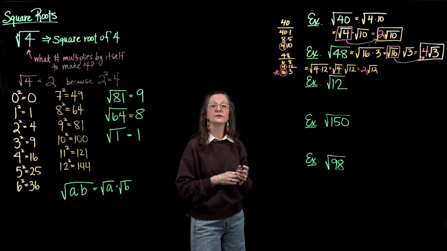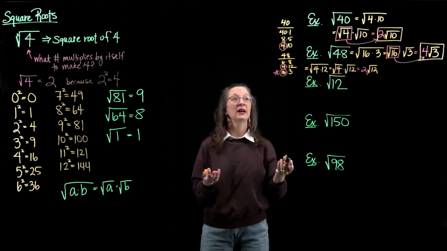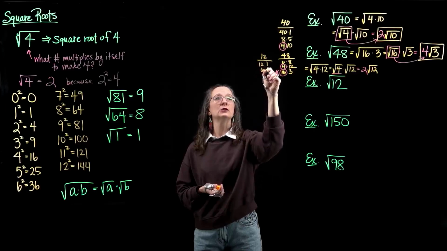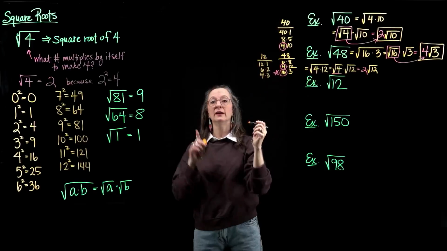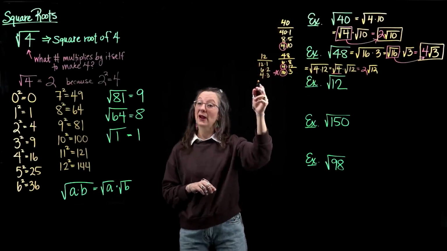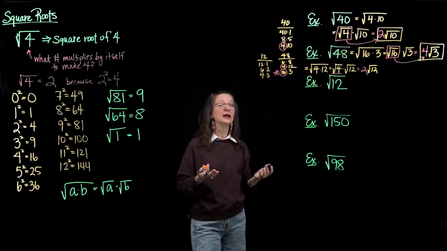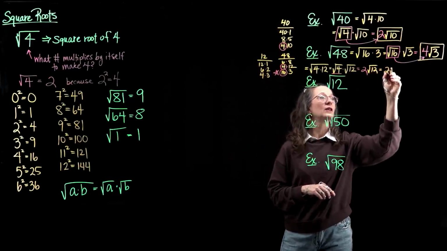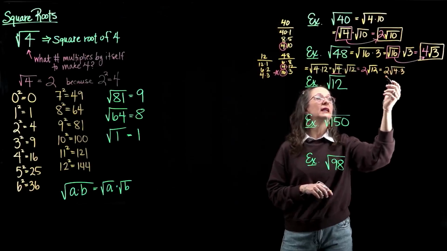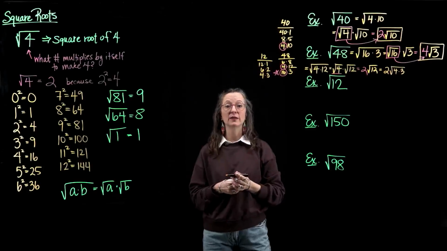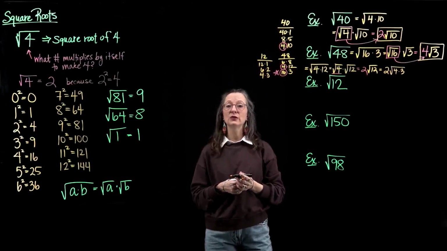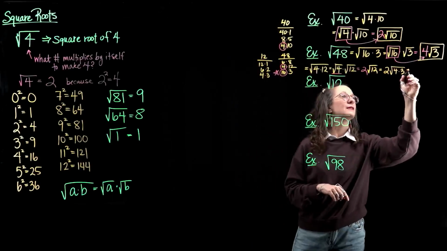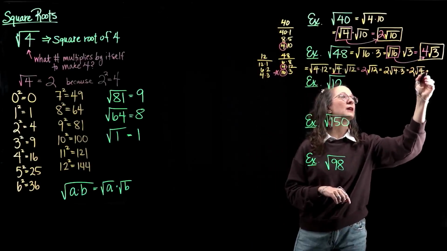Let's think about 12. Does 12 have any perfect square factors? So 12 and 1, 6 and 2, or 4 times 3. Oh, there it is. I can break up 12 one more time and rewrite square root of 12 as the square root of 4 times 3. And that 2 on the front just stays with it. So I have 2 times the square root of 4 times 3. Let's rewrite this. This is 2 times the square root of 4 times the square root of 3.